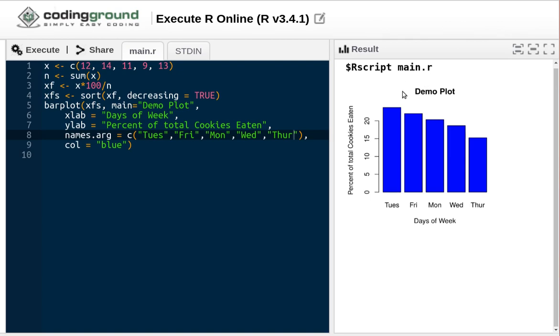Main will give a title for the plot. X label will tell what the X label is. The Y label will tell what the Y label is. The names argument needs to be the names that match up in the same order that the vector comes in. So when we had sorted this vector, then Tuesday was the largest, Friday was the next largest, Monday next largest, and so on. That's why this names argument had to be changed, and of course the col command in plots changed the color of the plot. Okay, there you go.